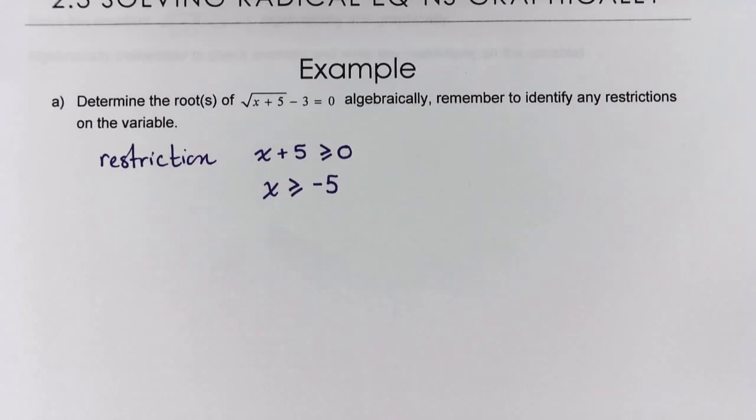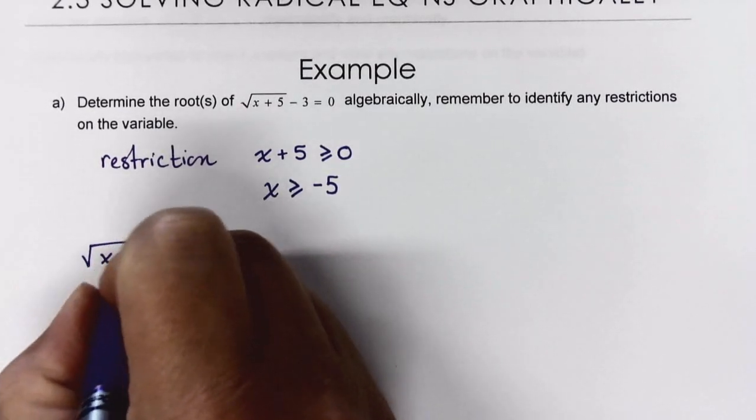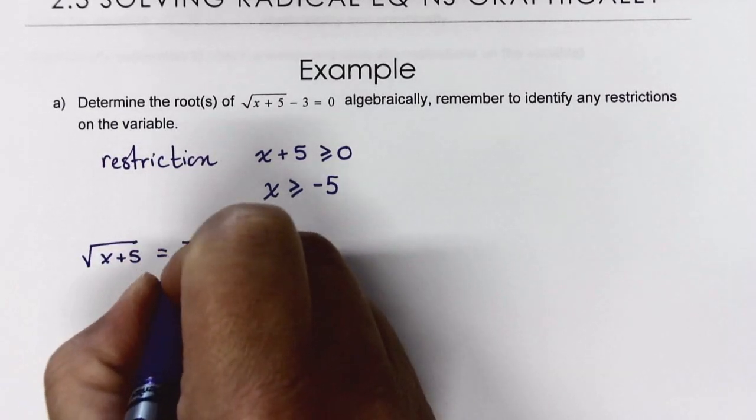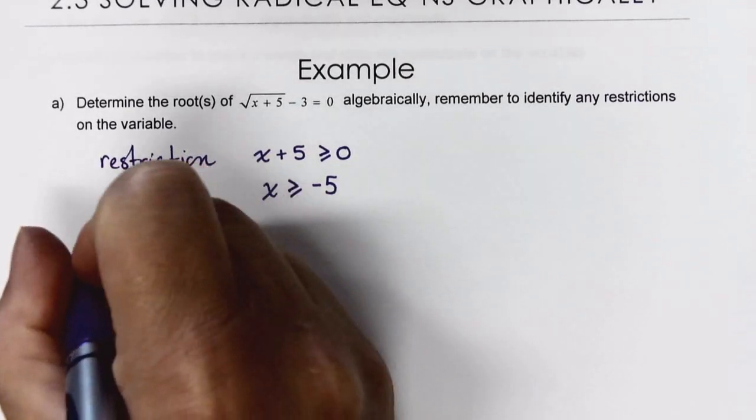So now let's go ahead. Grade 11, channel grade 11. What is the first step to solving this? You make it x plus 5 equals 3. Okay, so you isolate the radical. Brilliant. So we just brought that 3 to the other side. What is the next step in solving an equation? Square each side.